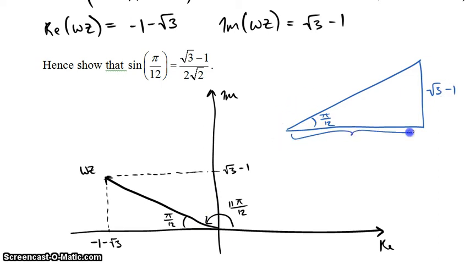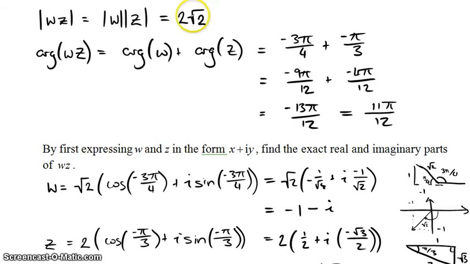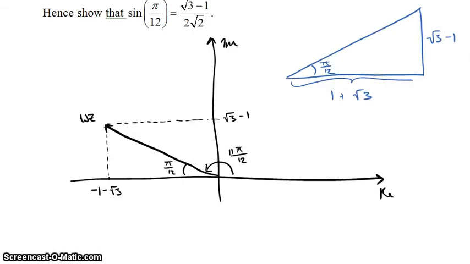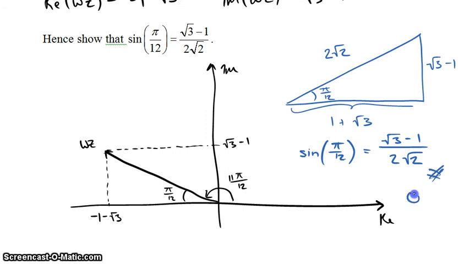This distance along here is the distance along the real axis, so that's just going to be 1 plus root 3. And we already know what the hypotenuse is, because the hypotenuse is the modulus, and so that's going to be 2 root 2. So what can we say about sine pi upon 12? Well, from this diagram we can say sine pi upon 12 is equal to root 3 minus 1 over 2 root 2. And we're done. So that's our QED.